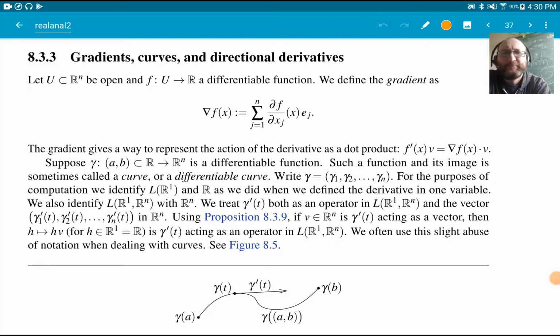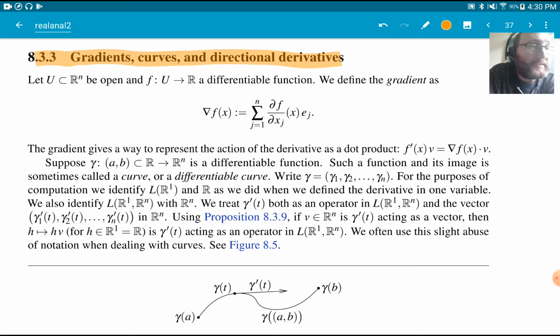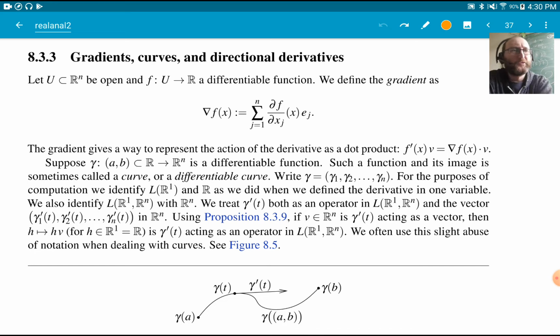All right, so let's do another installment of analysis. So we're looking at section 8.3, subsection 8.3.3. And at this point, we're more looking at an interpretation of what we've defined rather than really going to prove much.